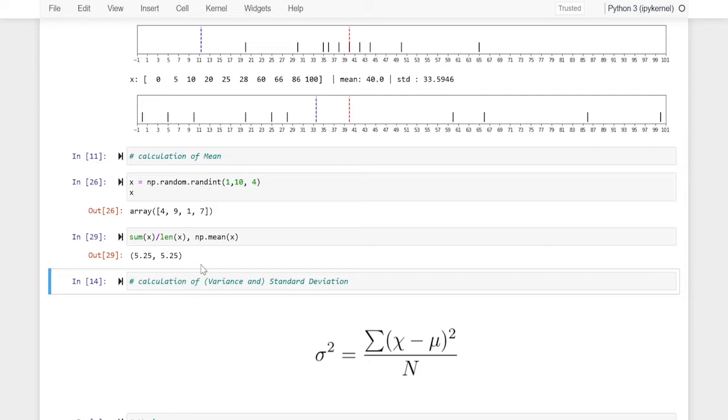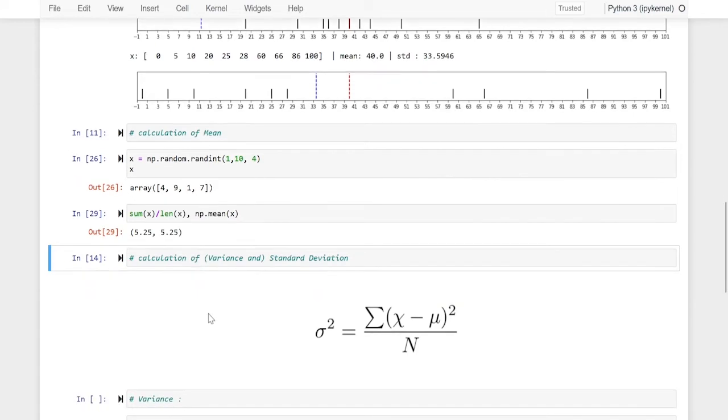Correct? It is quite simple stuff. Now let us calculate standard deviation. So before we calculate standard deviation, we should calculate variance. What is the formula of variance? This is the formula of variance so far as population is concerned.